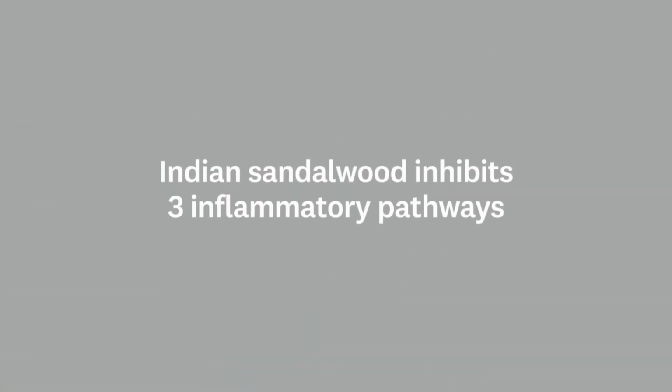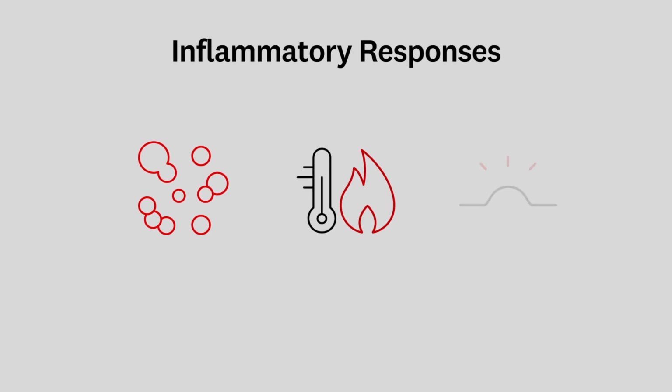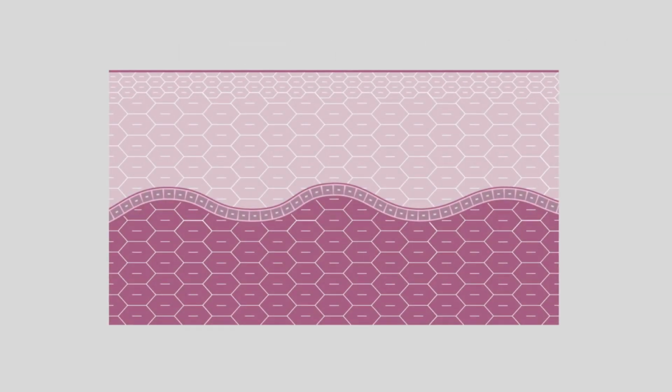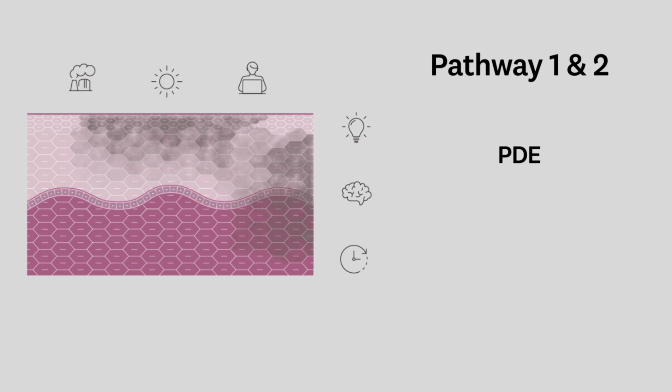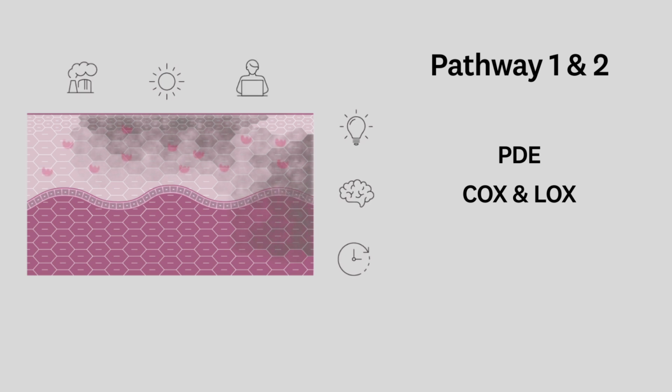Indian sandalwood inhibits 3 inflammatory pathways. These pathways trigger redness, heat, and swelling. Stresses come in and cells note an attack, producing the enzymes phosphodiesterase 4, also known as PDE, and cyclooxygenase and lipoxygenase, also known as COX and LOX. These enzymes trigger the production of cytokines and chemokines, which are responsible for creating an inflammatory response.